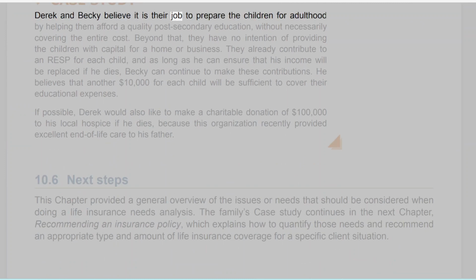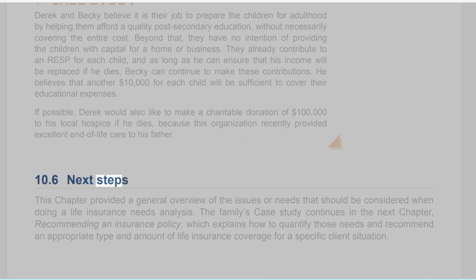Derek and Becky believe it is their job to prepare the children for adulthood by helping them afford a quality post-secondary education, without necessarily covering the entire cost. Beyond that, they have no intention of providing the children with capital for a home or business. They already contribute to an RESP for each child, and as long as he can ensure that his income will be replaced if he dies, Becky can continue to make these contributions. He believes that another $10,000 for each child will be sufficient to cover their educational expenses. If possible, Derek would also like to make a charitable donation of $100,000 to his local hospice if he dies, because this organization recently provided excellent end-of-life care to his father.